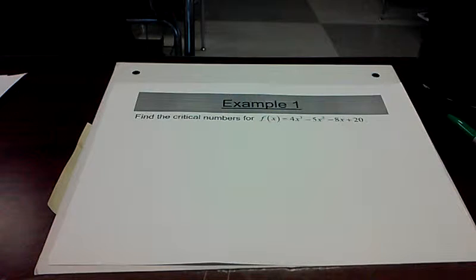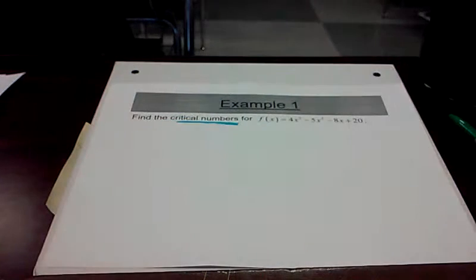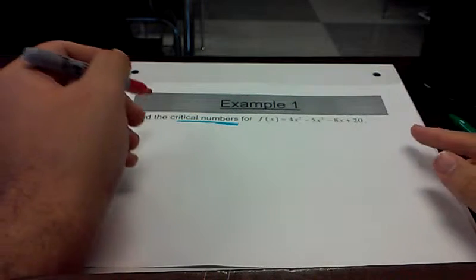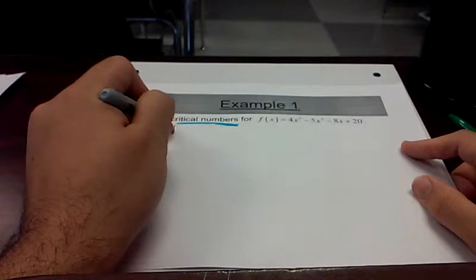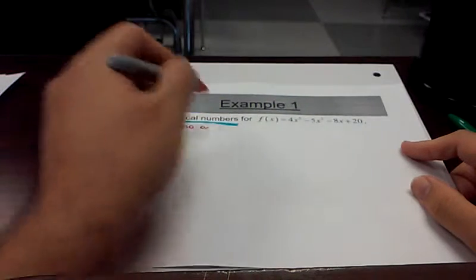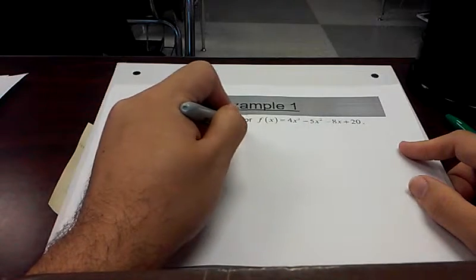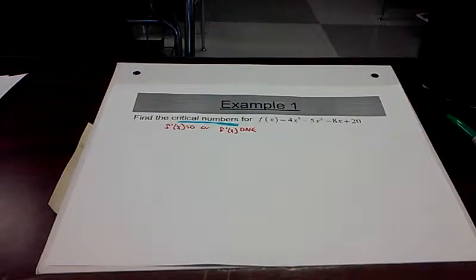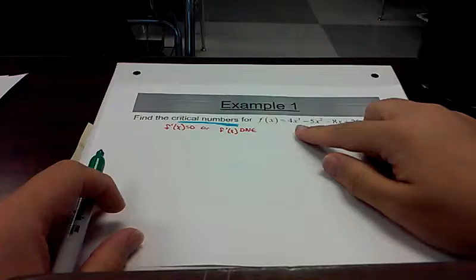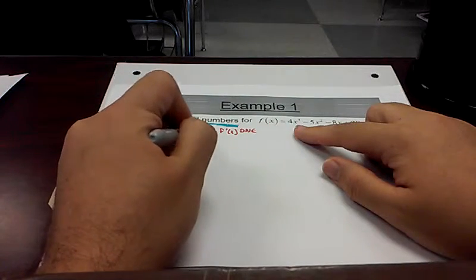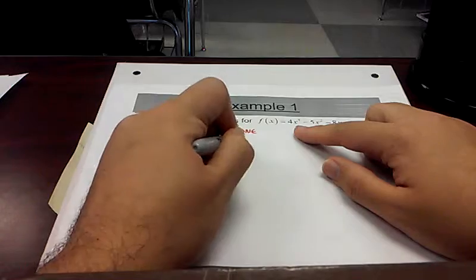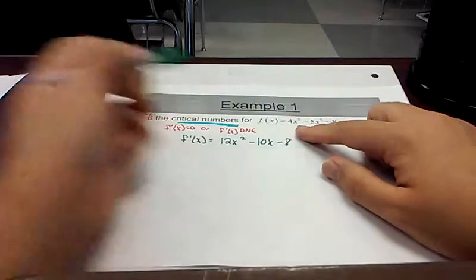All right, guys, for this problem, it says find the critical numbers for the function f of x equals 4x cubed minus 5x squared minus 8x plus 20. Remember from our notes that a critical number occurs when either the derivative is equal to 0 or when the derivative does not exist. But either way you put it, you still have to calculate the derivative. So I'm going to take the derivative of this function. The derivative of f of x would be 12x squared minus 10x minus 8.